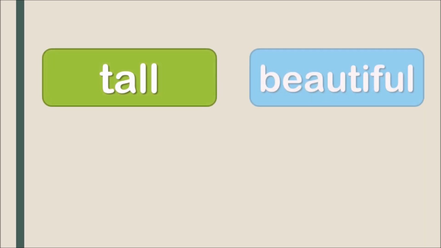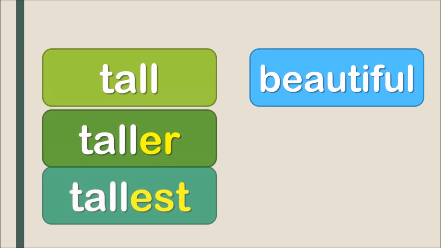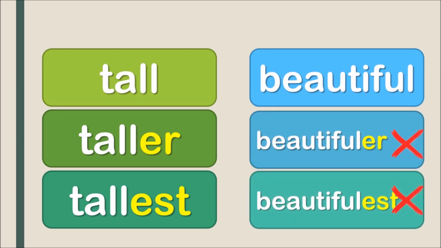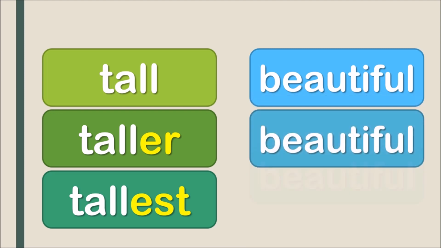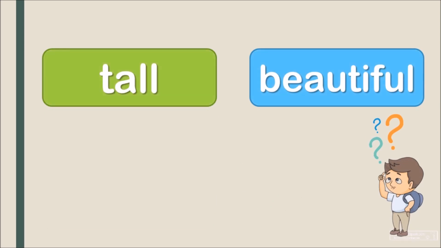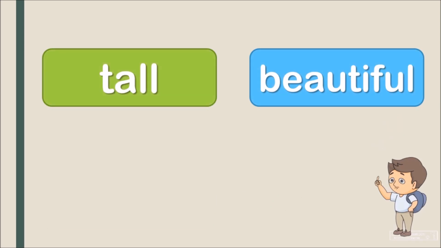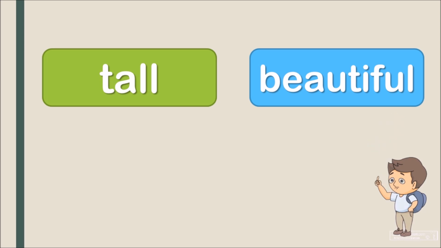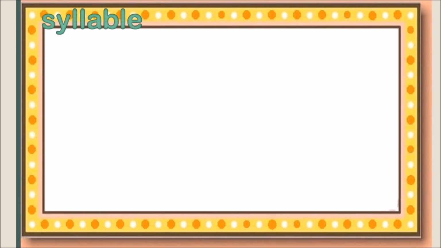Let's take a look at these two words, tall and beautiful. Words like tall can be added with er and est. For words like beautiful, we do not add er and est, but more and most. I bet a lot of you are wondering, how do we know when to add er, est, or more, most? The key word is syllable.